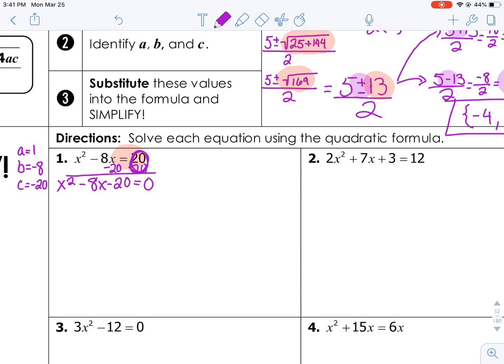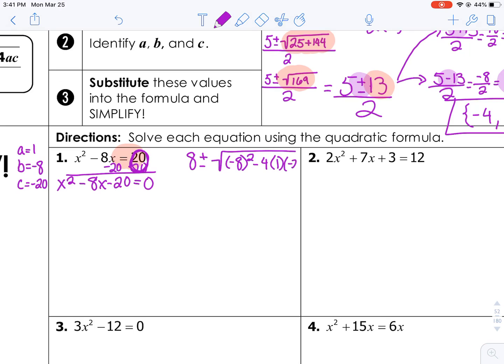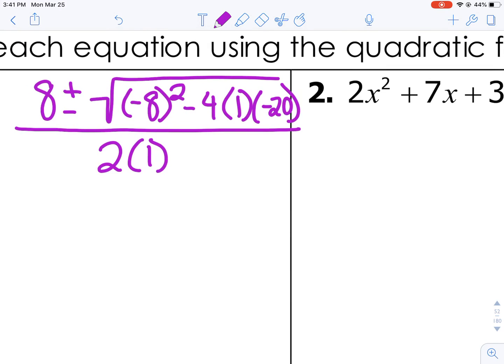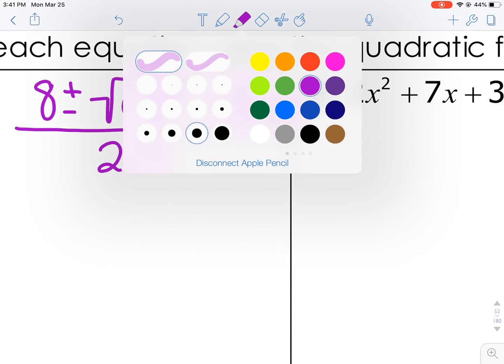So negative B, the negative version of negative 8, is positive 8, plus or minus the square root of B squared minus 4 times A times C, all over 2 times A. So I'm going to zoom in to simplify. Negative 8 squared is 64. I'm going to go through this math.